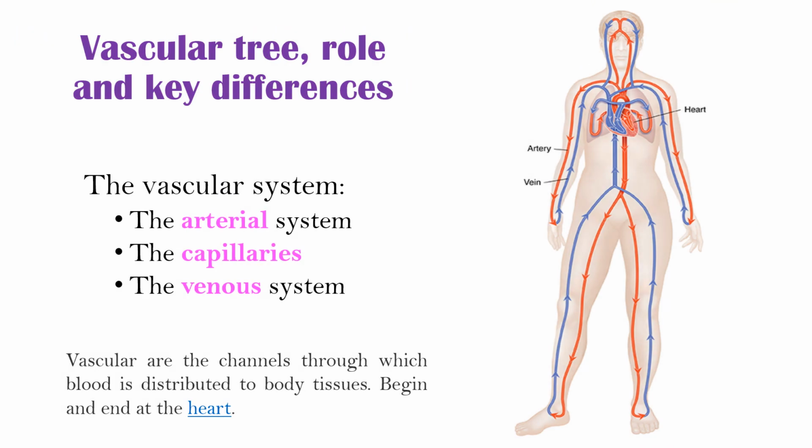The vascular system, also called the circulatory system, is made up of the vessels that carry blood and lymph through the body. The arteries and veins carry blood throughout the body, delivering oxygen and nutrients to the body tissues and taking away tissue waste matter. The vascular system consists of the arterial system, the capillaries, and the venous system. Vessels are the channels through which blood is distributed to body tissues. They begin and end at the heart.